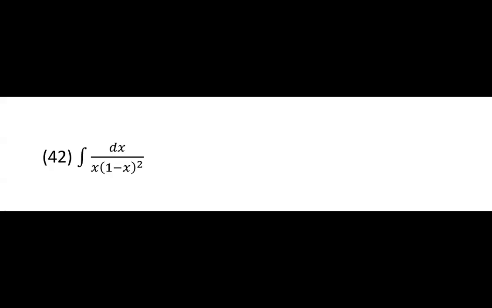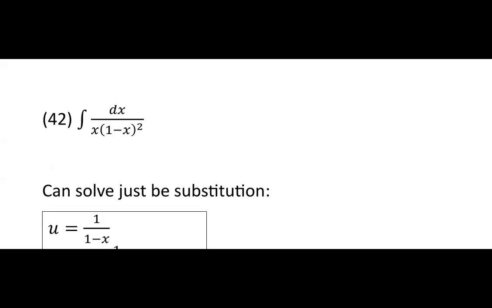Okay, number 42, integral dx over x times (1 minus x) quantity squared. So how do we approach this one? Can we just make a substitution? Looks like it might be doable. So what if we let u be 1 over 1 minus x?